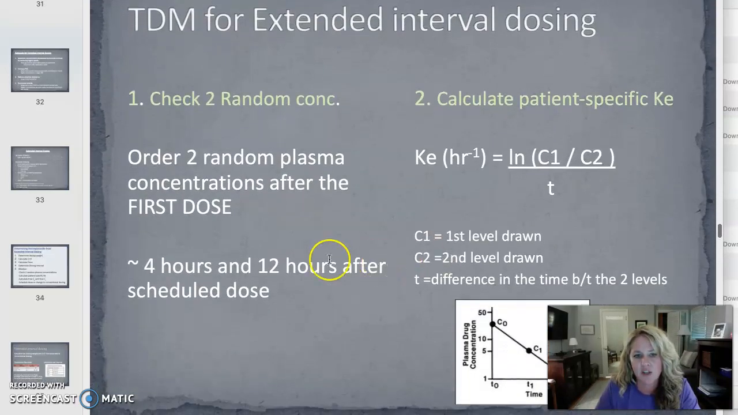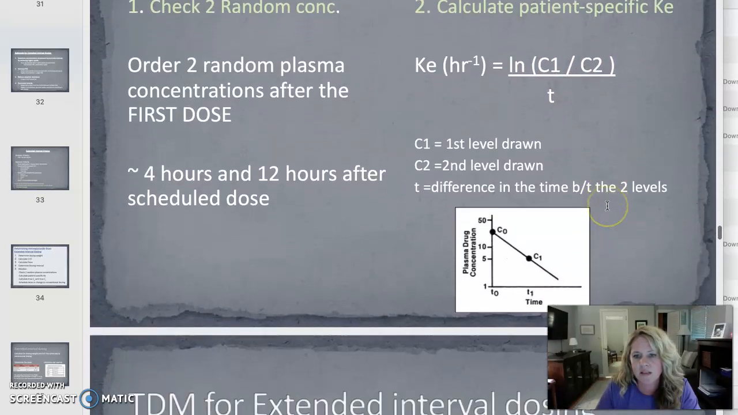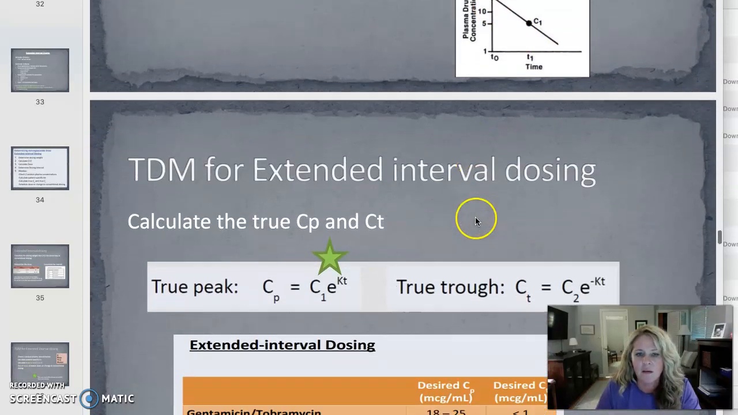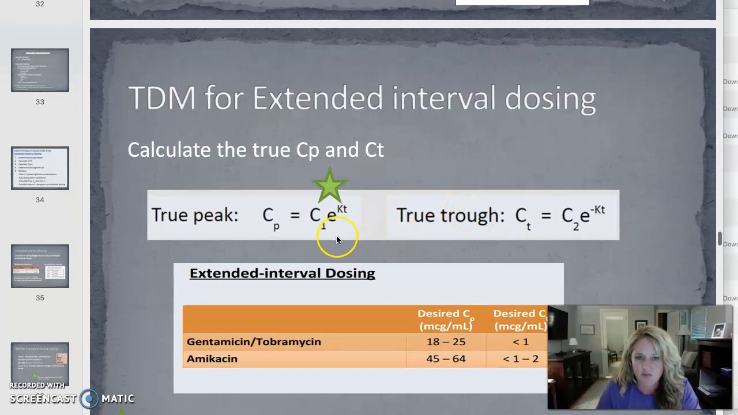Okay, so if we check 2 random levels, we're going to plug in random 1 and random 2, and this T is going to be the difference in time between these 2 random levels. Okay, so if that first random level was done at 10 a.m. and this second random level was done at 12, this T would be 2. So that's going to be the difference between the 2 levels, okay? And again, we're working on the slope of a straight line. Use this formula to plug it in.